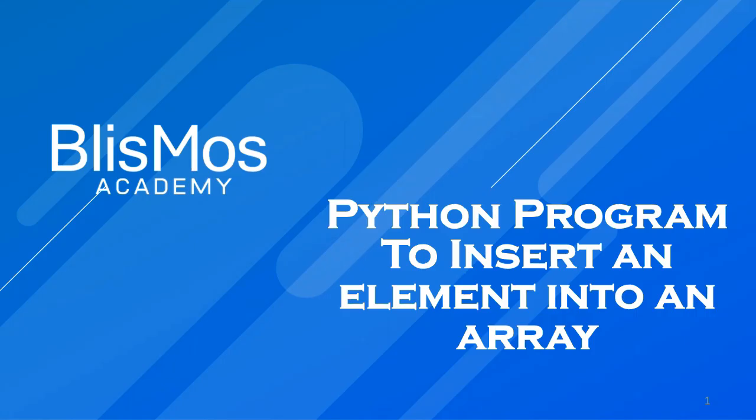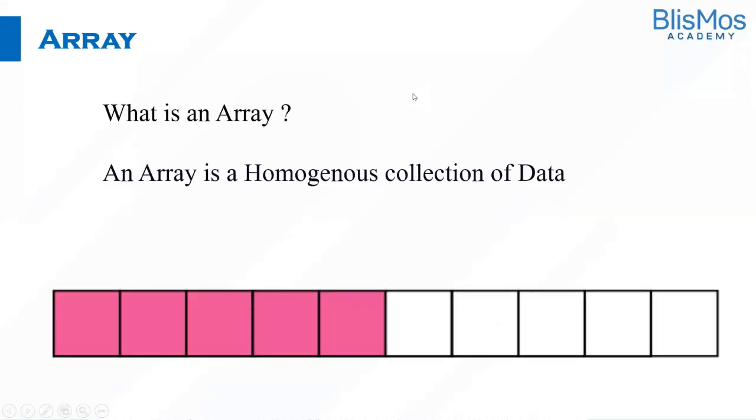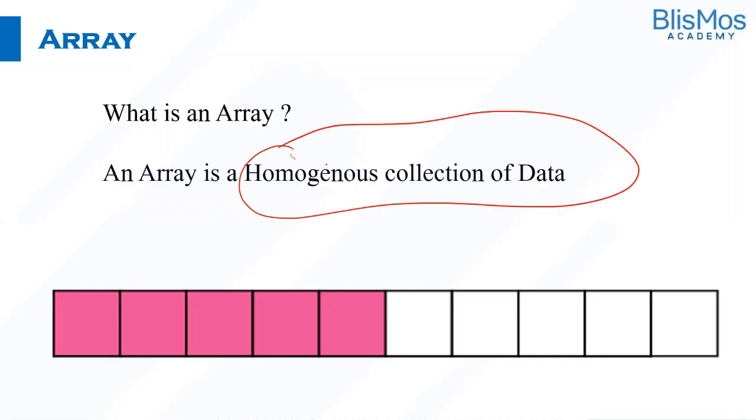As a part of this video, we'll understand how to write a Python program to insert an element into an array. What is an array? Array is nothing but a homogeneous collection of data. What do you mean by homogeneous? Homogeneous means same kind of data. Or we can also say a collection of data with the same data type.